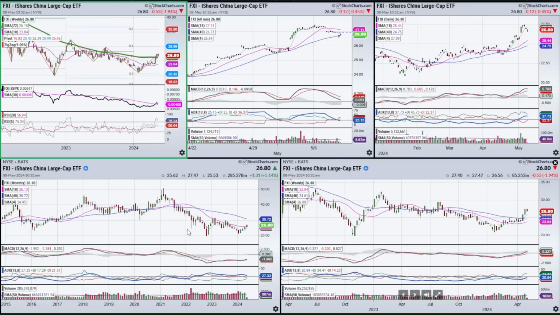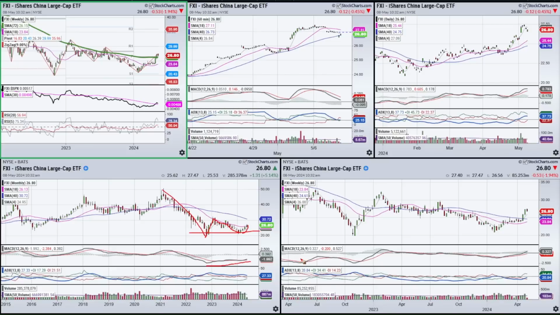Now, I did want to take a look at China because I had some requests this week from my monthly subscribers, and they were talking about some of these China stocks, and I just noticed this big move. We had this kind of climactic low on the monthly chart, rallied up, and then came back and tested this area. And now we're turning up from that.